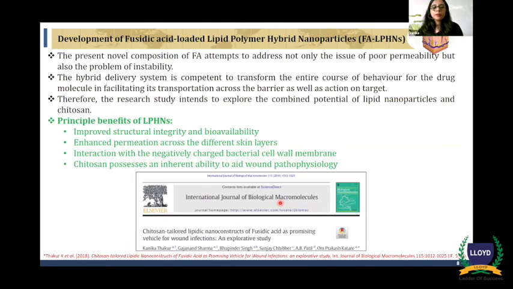So it was important to reap the benefits of LPHNS, which basically include improved structural integrity as well as bioavailability, along with the polymeric component used in this formulation, chitosan, which has great wound healing potential. So it was an aim to also explore the wound healing properties of chitosan and how chitosan can be compared with the lipid nanoparticles for the treatment of burn wounds as well as associated infections.